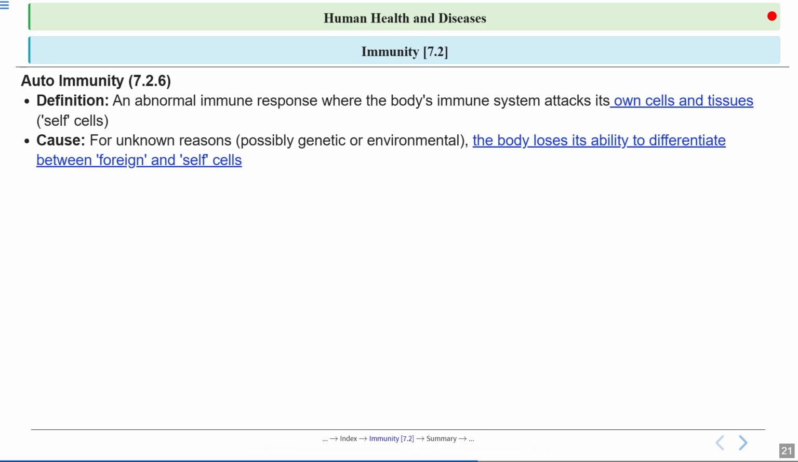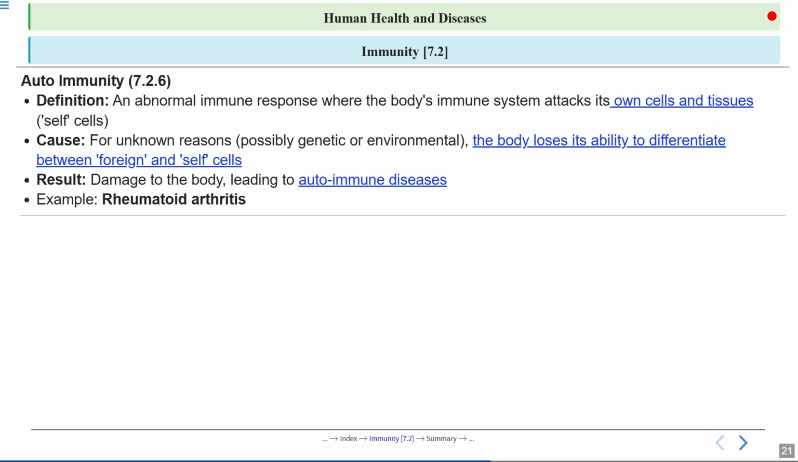Here the immune system is not able to recognize between self and non-self cells. Scientists believe that autoimmunity can be triggered by genetic factors or environmental influences, but the exact reason is unclear. The result of this confusion is that the immune system damages the body's own tissues, leading to autoimmune diseases. An example of an autoimmune disease is rheumatoid arthritis. In this condition, the immune system attacks the joints, causing pain and swelling.